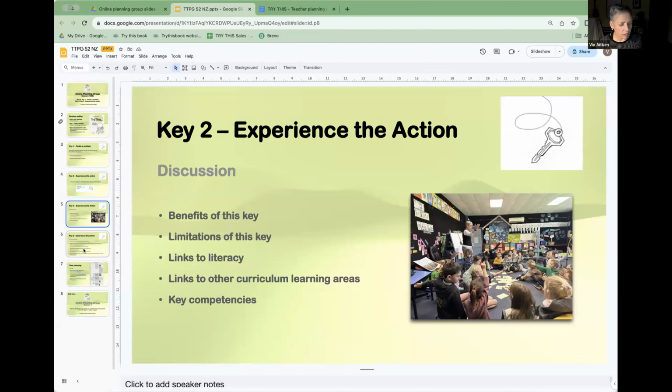So I think we've touched on many of the benefits that this key offers. This is all described in the book, so I don't necessarily need to repeat it, but one of the things we often think about with these keys is their use in cultural contexts. Last time we were talking about how if you've got a purakau or a cultural story where it's important to have the story stuck to, then key one, tackle a problem, in the way that it's described in the Try This book, changes the endings. So that can be not quite a fit.